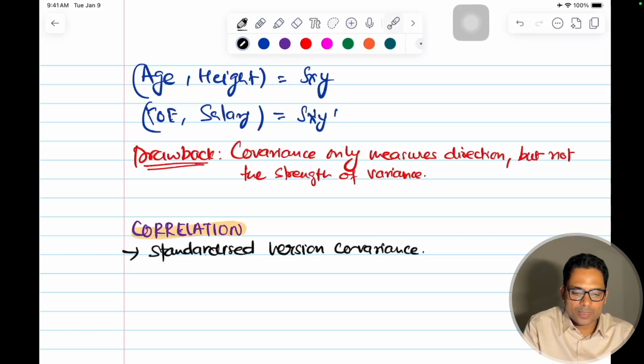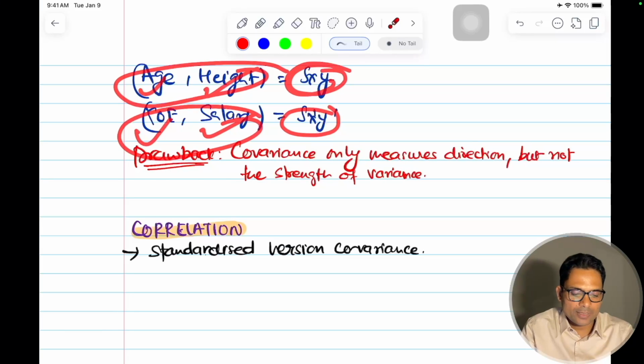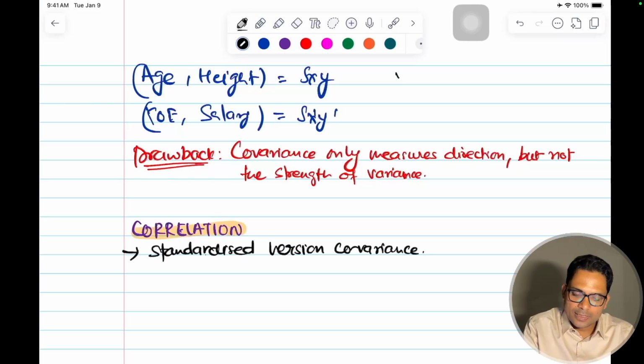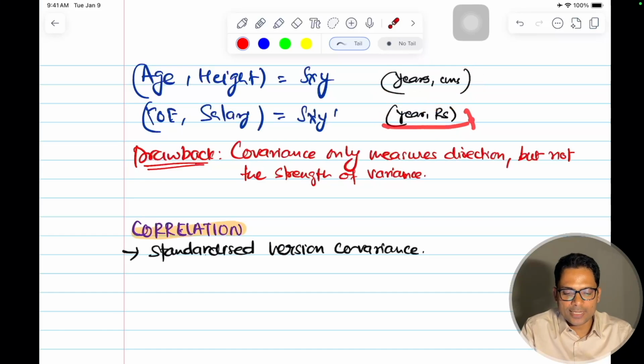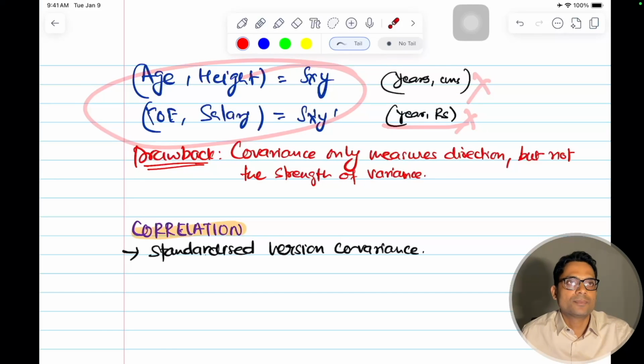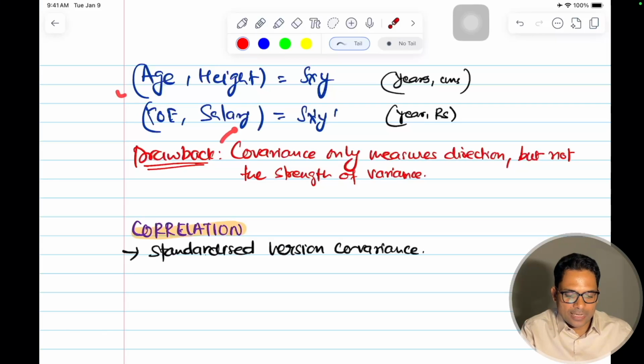Earlier I just had the direction. They are positive, I can just say that. But the magnitude, because these are in different units, doesn't help. So age and height would be in years and, say, centimeters. Here again it will be years and, say, salaries in rupees. So these units are not comparable. So we need to standardize it so that I get rid of the units, and then only they will become comparable.